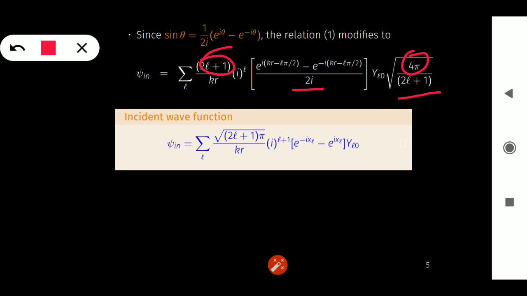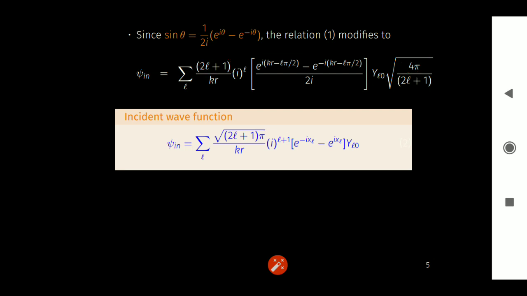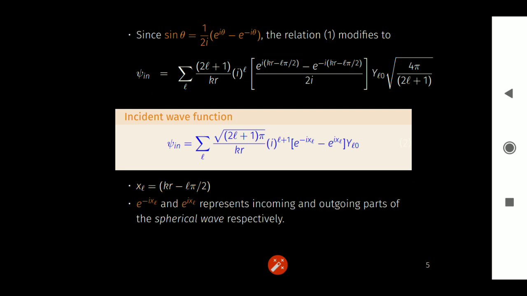The i in the denominator in this expression becomes i power L plus 1. The incident wave function then becomes a summation over root of (2L plus 1) times pi divided by kr, times i power L plus 1, times (e power minus i x_L minus e power i x_L), times Y_L0, where x_L is a substitution for kr minus L pi by 2. In the above expression, e power minus i kr and e power i kr represent the incoming and outgoing parts of the spherical wave.